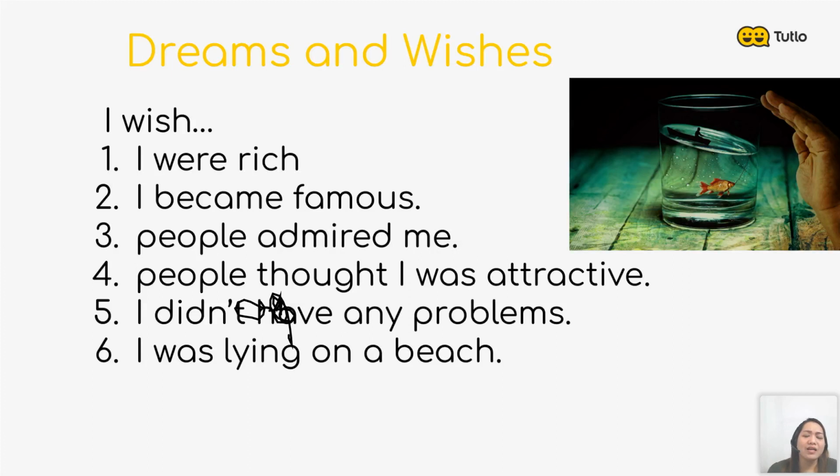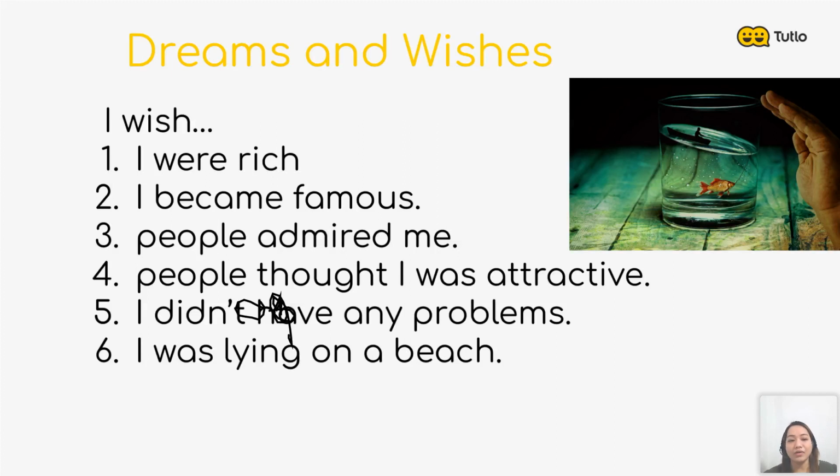Why, Marianne, on the last one, I was lying on a beach, and then it's not actually, I wish I were lying on a beach. Well, as you can see over here, it is continuous. Lying is actually past continuous. That's why our verb should be in the past form, was. All right, good.